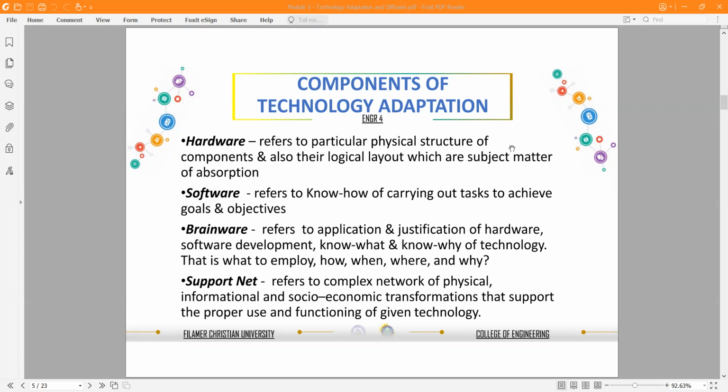Then we have the support net. So support net, so it refers to complex network of physical, so not only physical but also informational and socio-economic transformation that support the proper use and functioning of given technology. Yan.